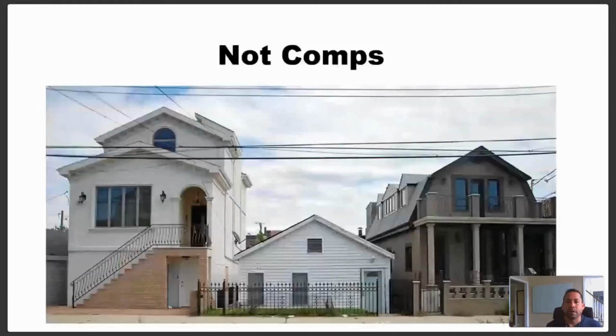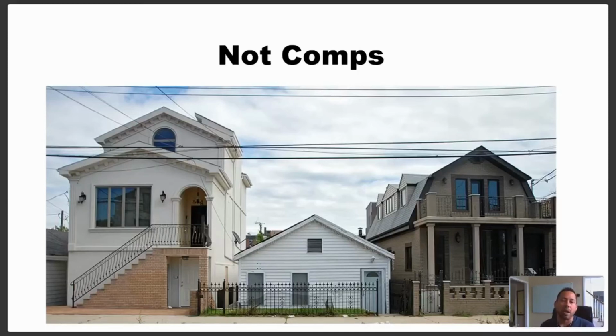Make sure you have true comps. Here's a real-life picture of this. These are 3 houses all on the same street, and the one to the right and the one to the left definitely, the one in the middle is definitely not a comp. But I thought it was a cute picture. What are those? Not comps. Even the one to the right and the one to the left have the same exact square footage, but they are not comps.